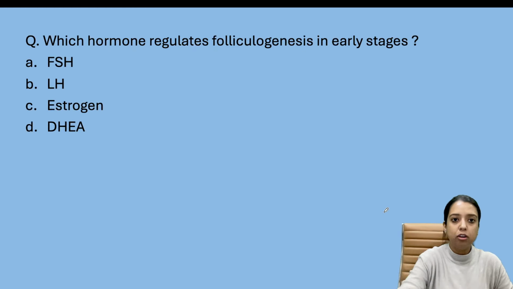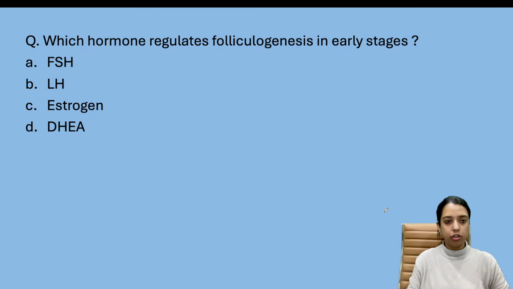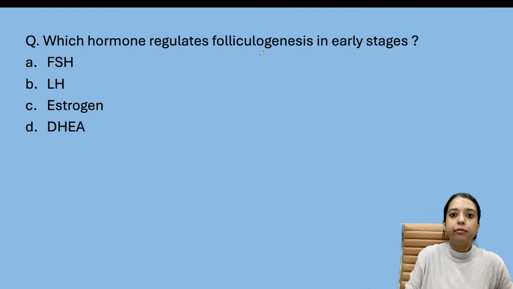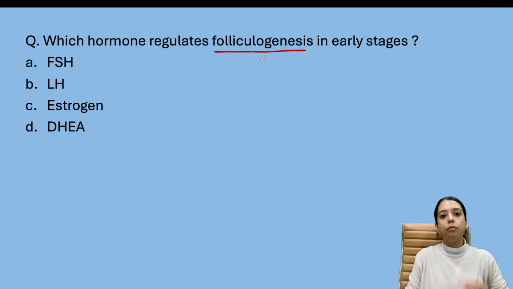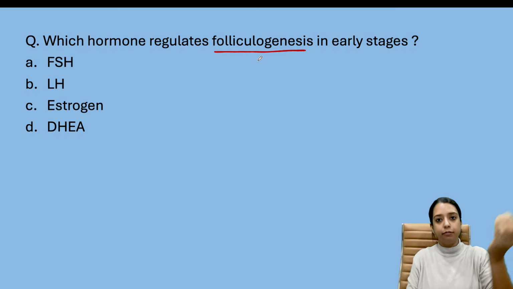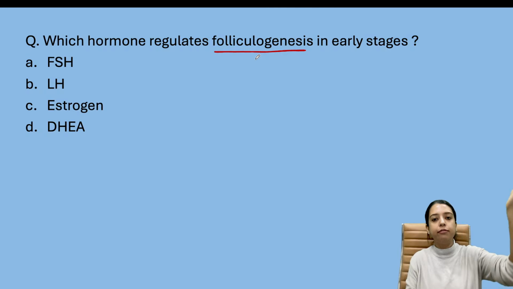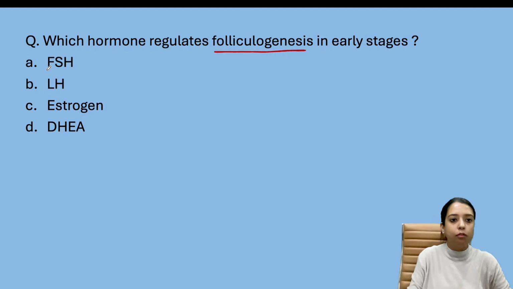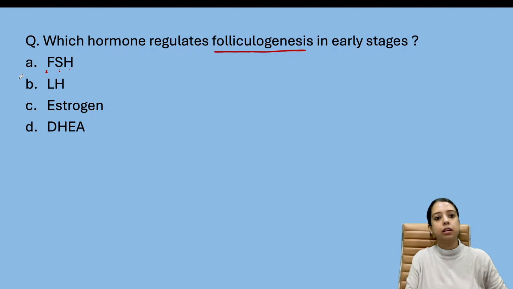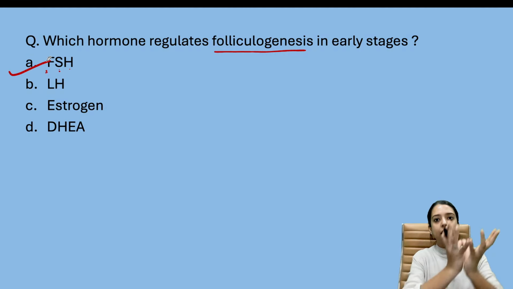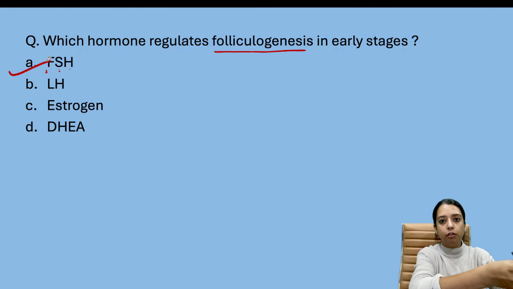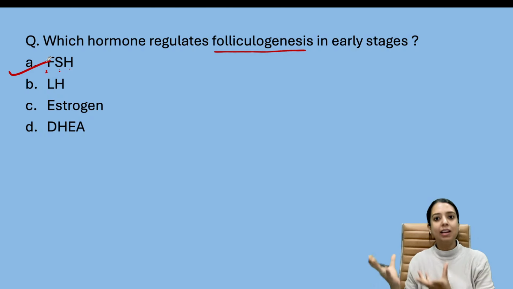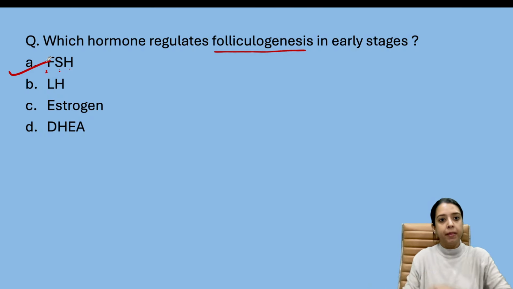Now coming to the basic obstetrics, we'll do question by question. Which hormone regulates folliculogenesis? What does that mean? Formation of the ovarian follicle every month. Who will regulate it? The name signifies follicle stimulating hormone. It is stimulating the follicle. So which follicle will grow and become the Graafian follicle? Who will decide? Follicle stimulating hormone, FSH.